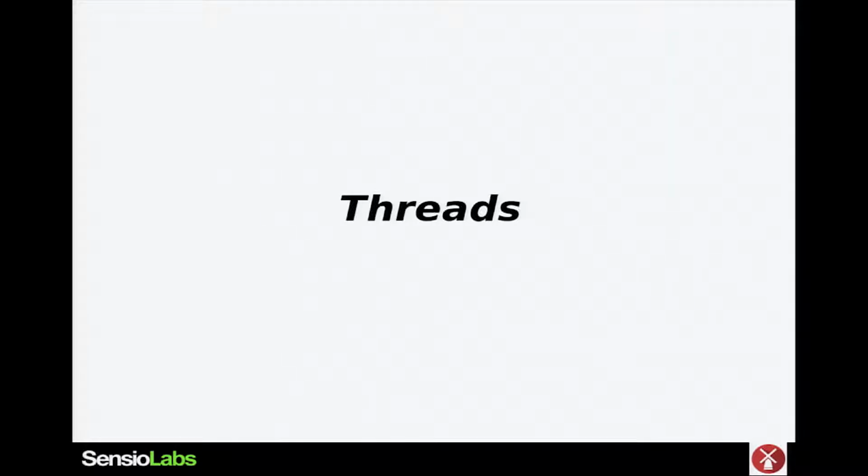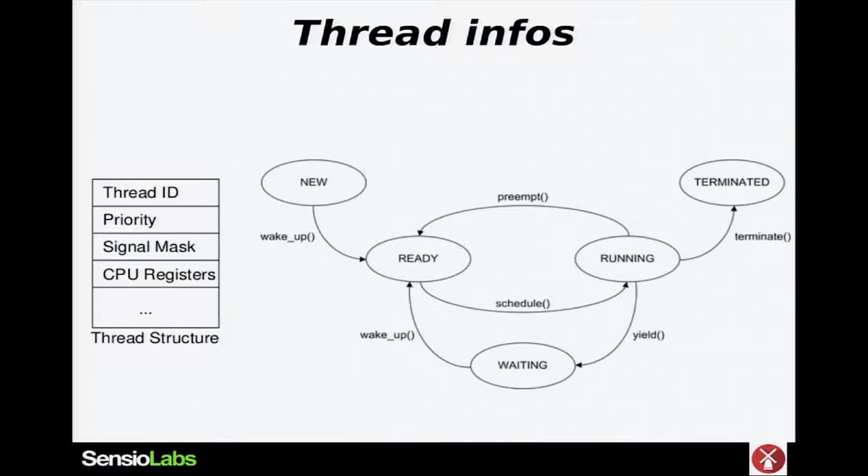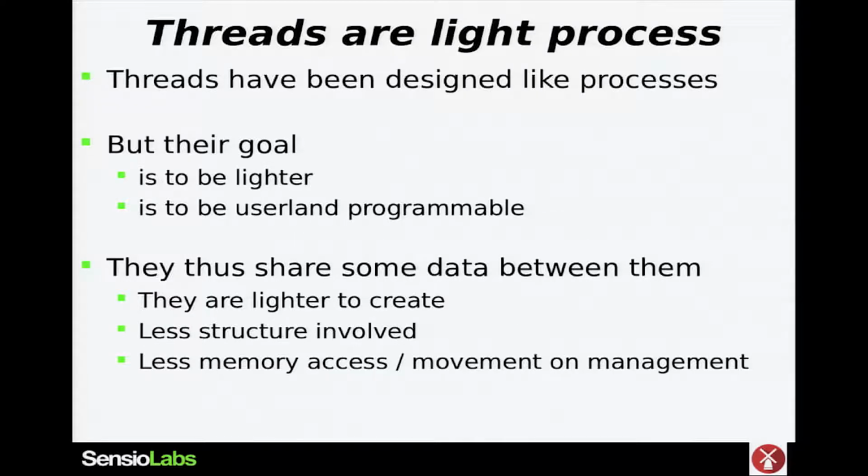So let's talk about threads. Threads are lighter than processes. They only got an ID, a priority, a mask, and they memorize also the CPU registers and several other things, but they've been designed like processes. They are just lighter.